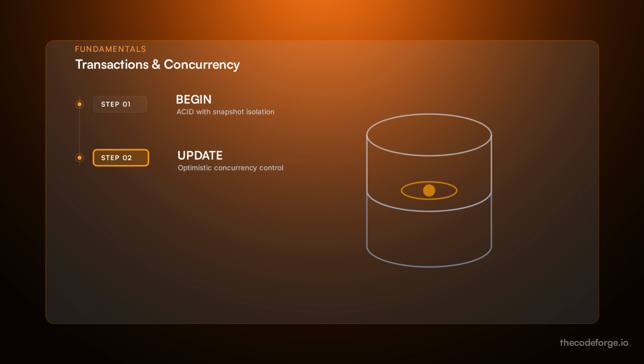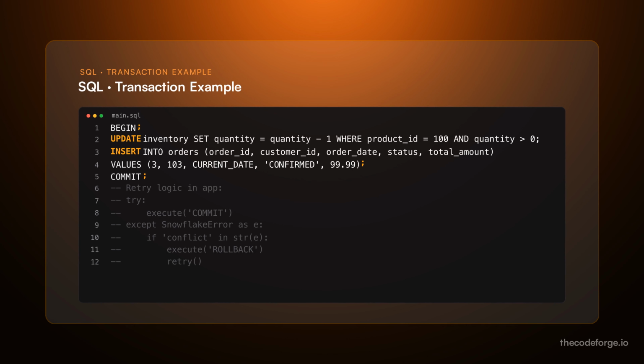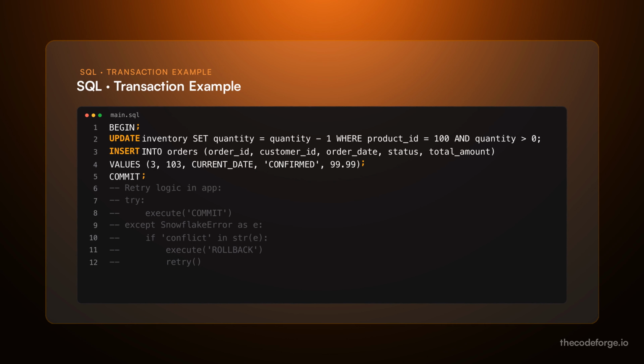You begin a transaction, perform your updates and inserts, then commit. If two transactions update the same row, a write conflict causes an error, one succeeds, the other fails. Your application should catch that error and retry. We start a transaction, update inventory, insert an order, and commit. If a conflict occurs, we roll back and retry.